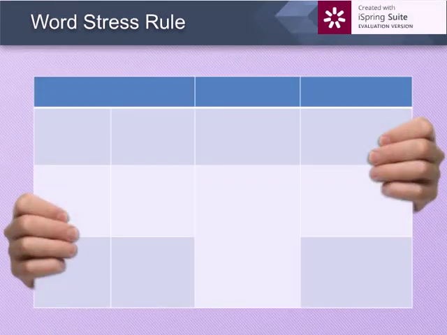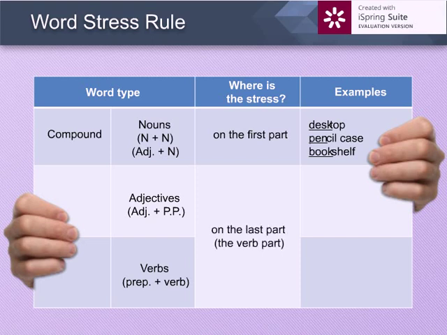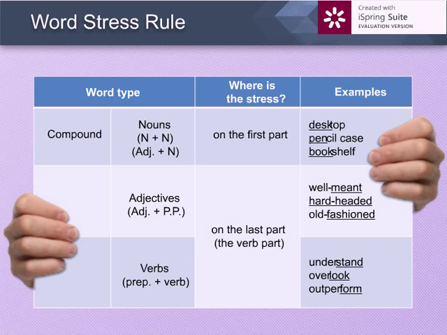For compound nouns, the stress is on the first part of the word. For example, desktop, pencil case, and bookshelf. For compound adjectives, the stress is on the last part of the word. As an example, well-meant, hard-headed, and old-fashioned.